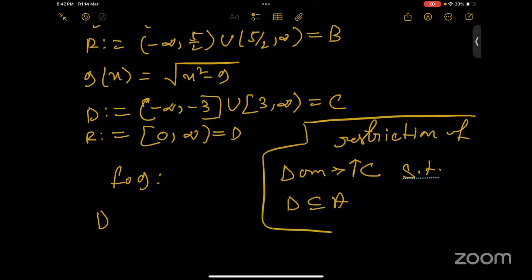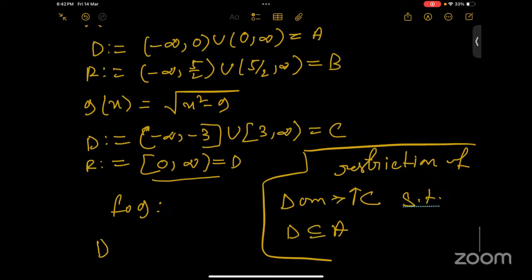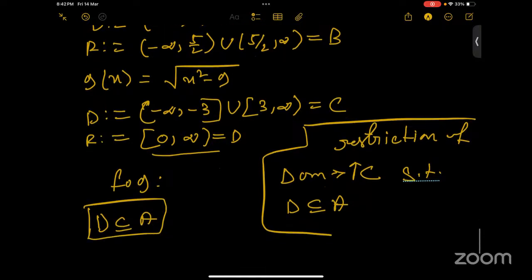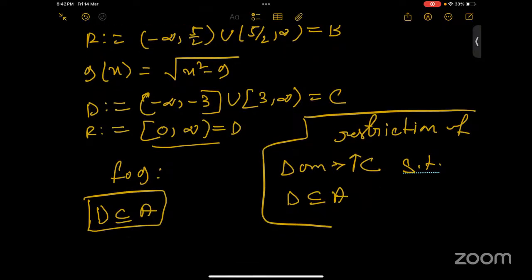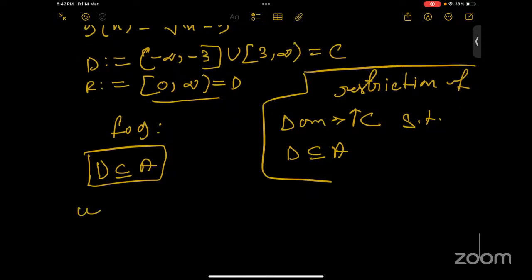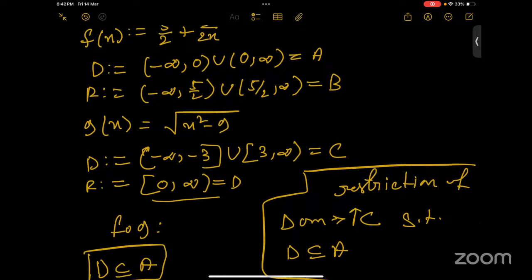Now what is D? D is 0 to infinity. And what is A? A is almost the real line, but excluding 0. We want D to be a subset of A, right? That means which point do we need to exclude from D? 0. So minus infinity to 0, you have to exclude? No, A can be a greater set. D we need as a subset.